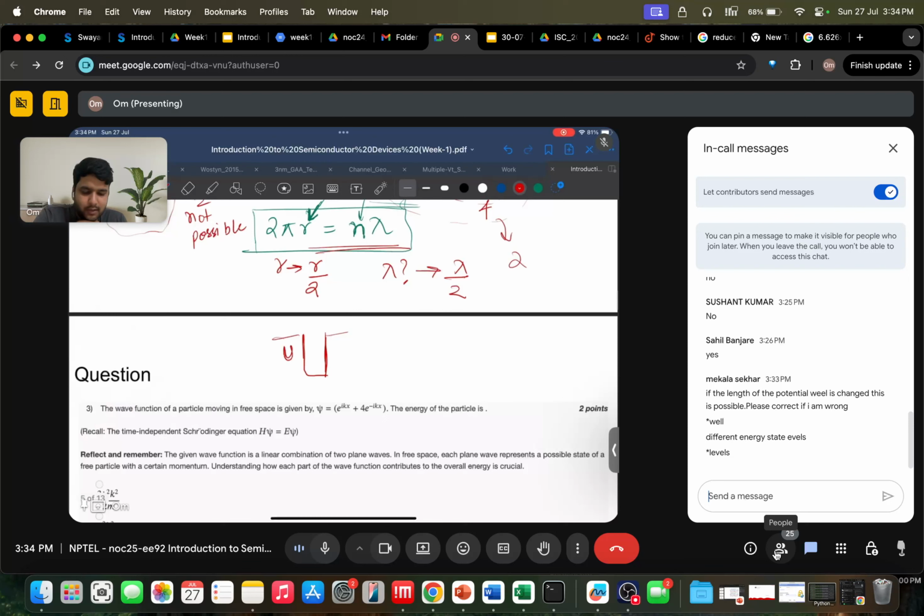Now, if you are changing this potential energy or you're changing this length, your energy states would change. But again, they would still remain quantized. They will never become continuous. These energy values will change. Definitely the E1 value and E2 value will change, but they will still be quantized.